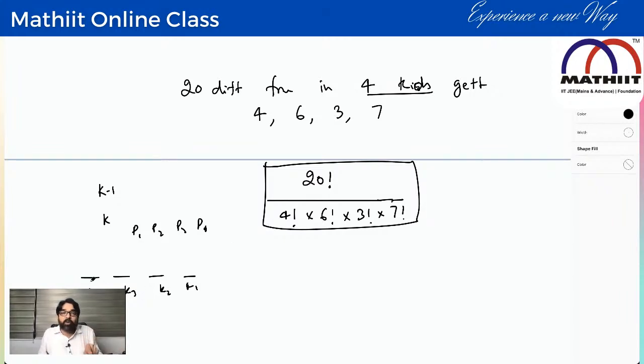So this P1 can go to K4 also, K3 also, K2 also, K1 also. So it looks like there are 4 objects and 4 places. In how many ways can I arrange them? 4 factorial. That's why this 4 factorial is necessary.